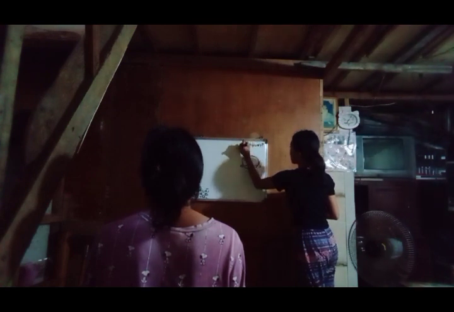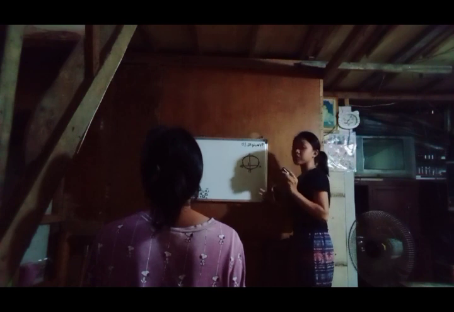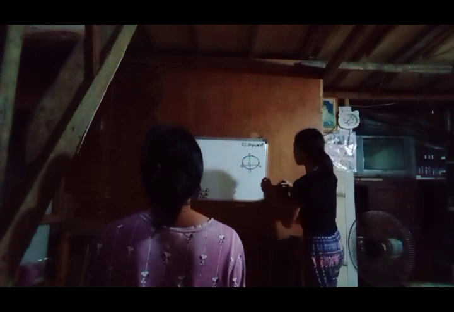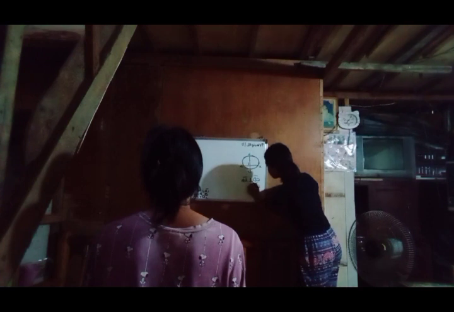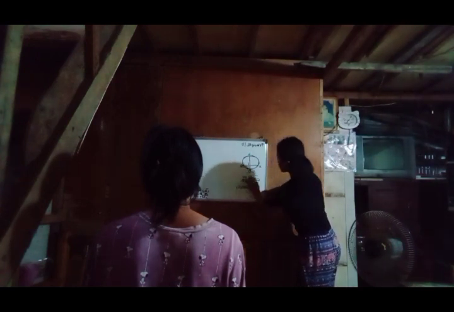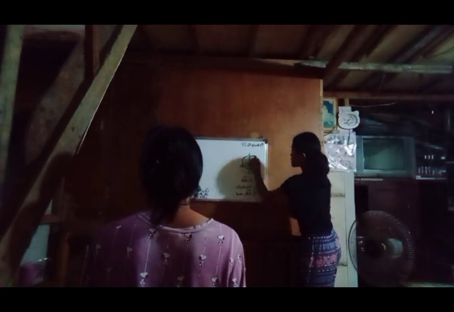So next is principle 10. In principle 10, it stated that if a diameter is perpendicular to a chord, then the diameter bisects the chord and its arcs. So for example, if line segment CD is perpendicular to line segment AB, then line segment CD bisects line segment AB, arc AB, and arc ACB.